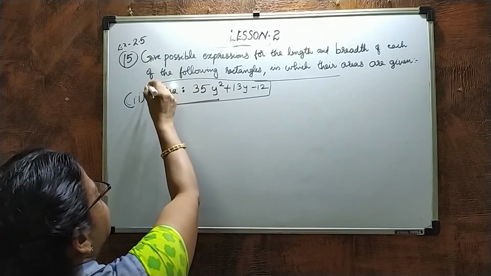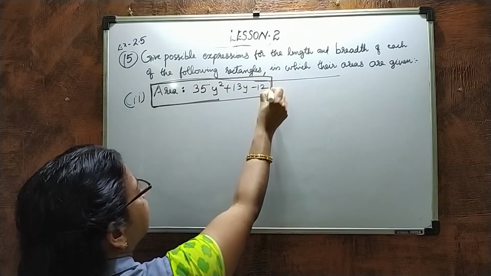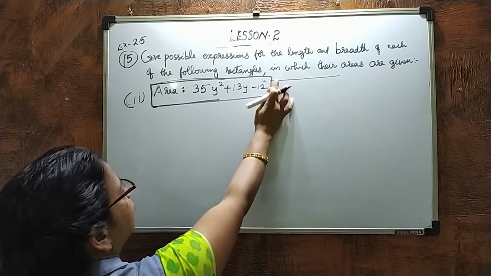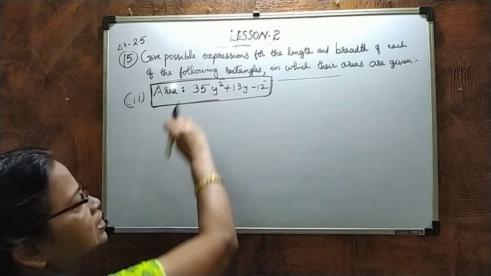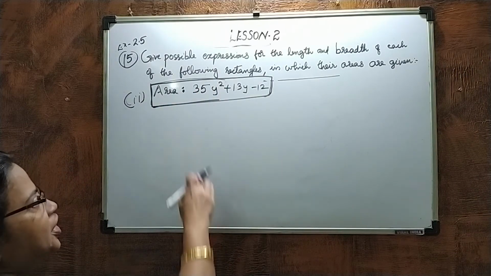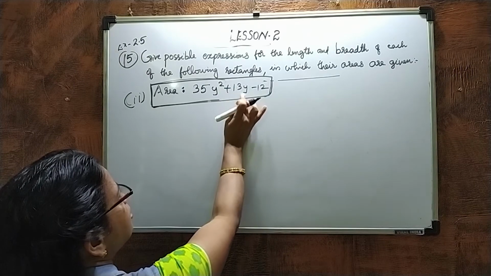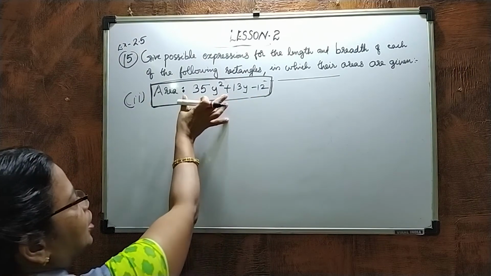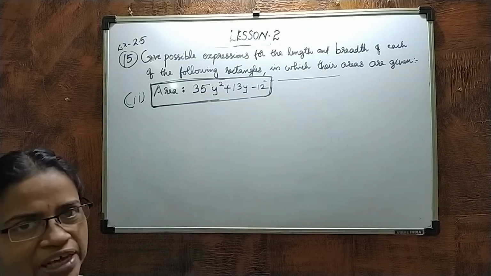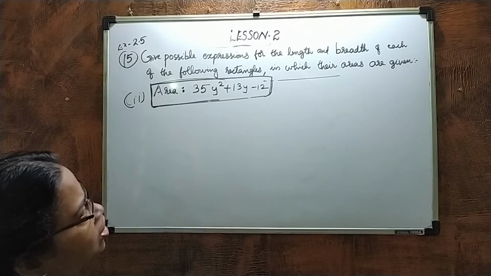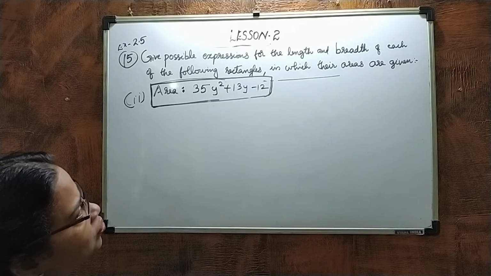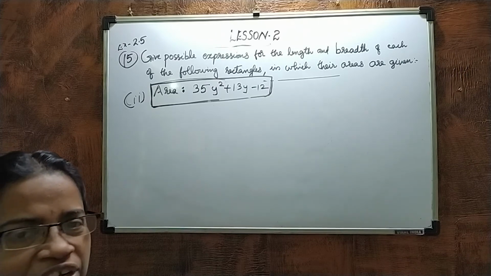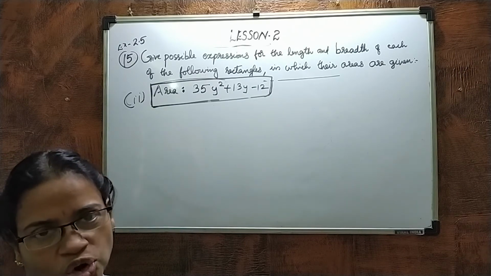Now look, this area is written in a rectangle. So you have to find out the length and breadth of this rectangle. And the area is 35y square plus 13y minus 12. Clear? They have given you the area, you have to find out length and breadth. Just look at the area now. It is 35y square plus 13y minus 12. Can you remember anything? It is a quadratic polynomial.